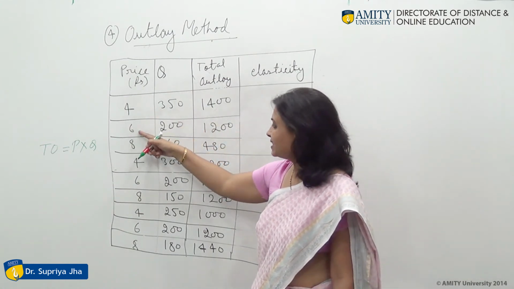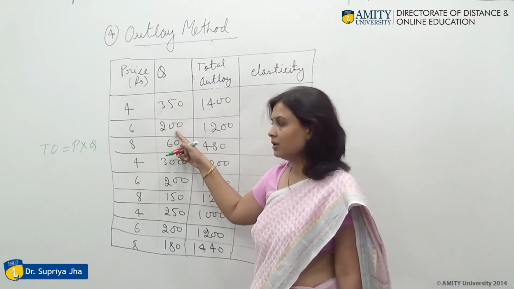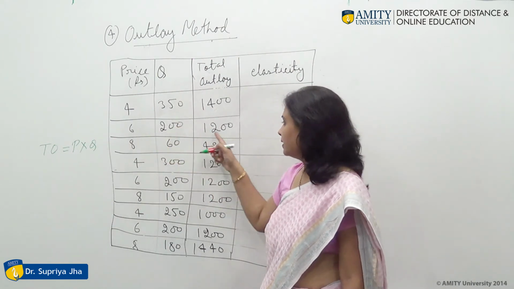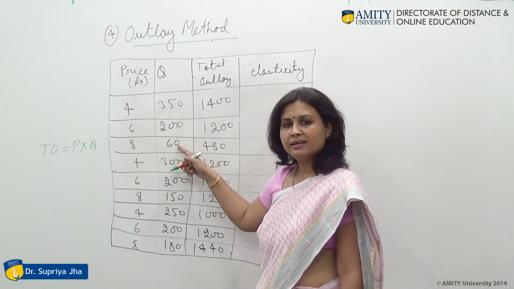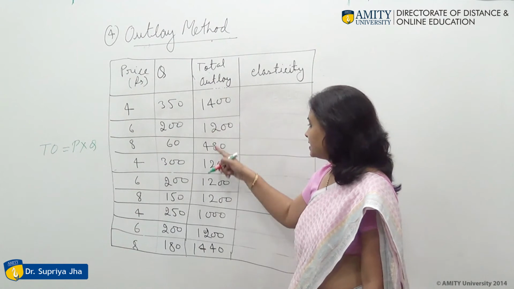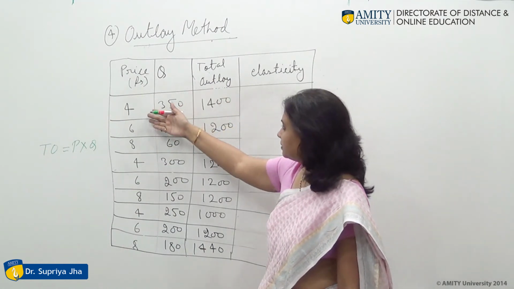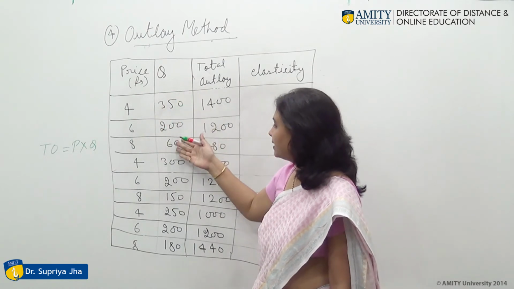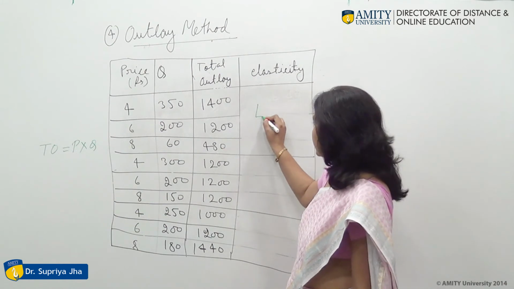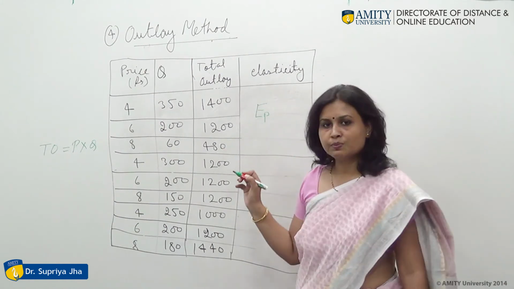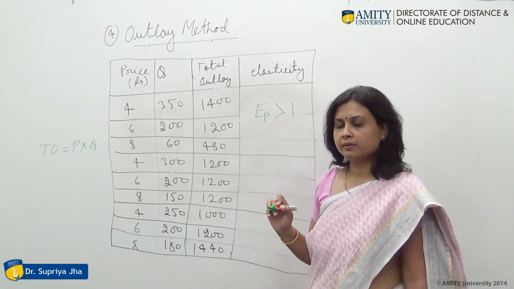When the price increases, according to the law of demand, the quantity demanded will decrease. So 6 into 200, it is 1200. With a further price increase, quantity demanded decreased to 60. In this case, total outlay is 480. Price is increasing, quantity demanded is decreasing, but total outlay is also decreasing. In this case, EP, that is price elasticity of demand, would be more than 1.